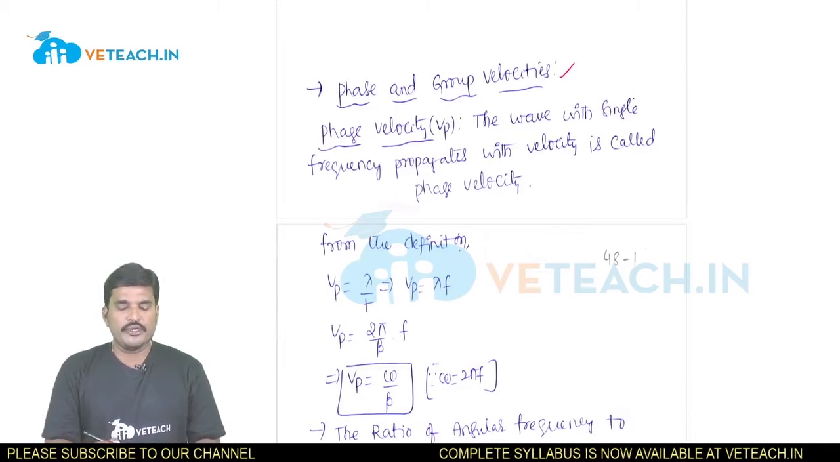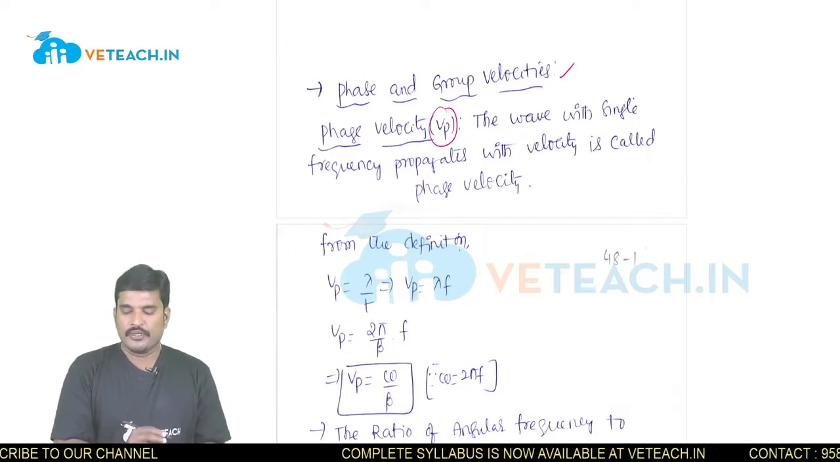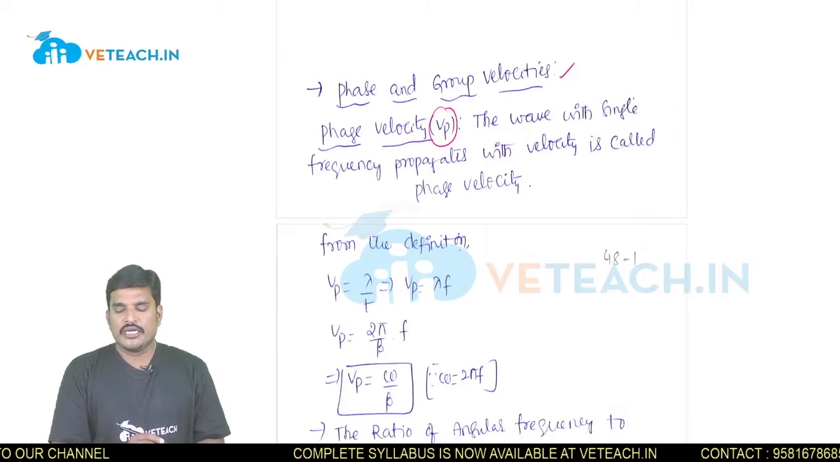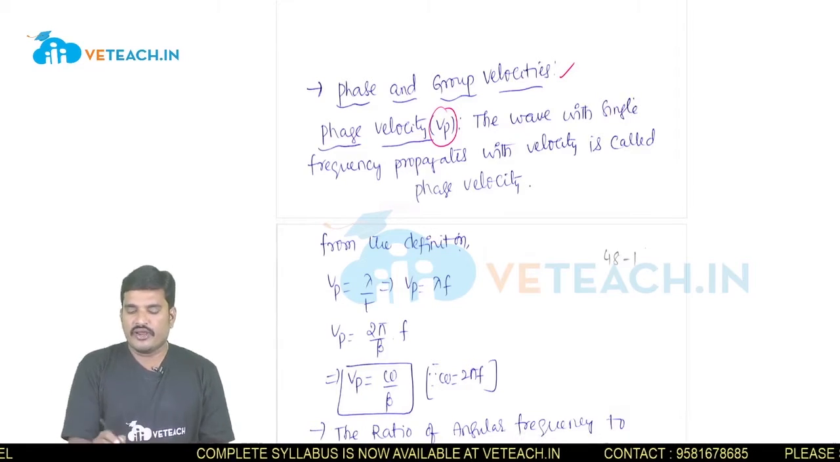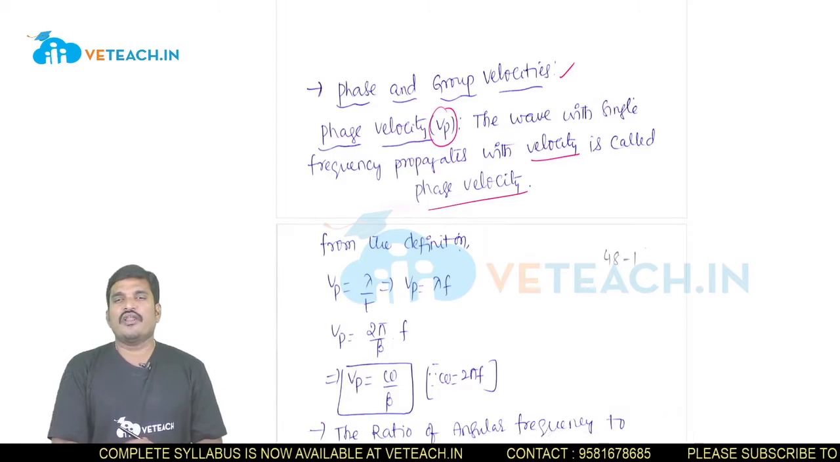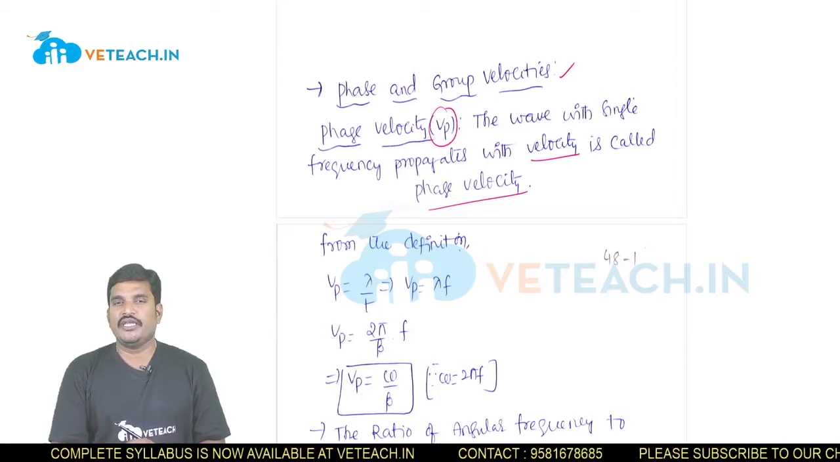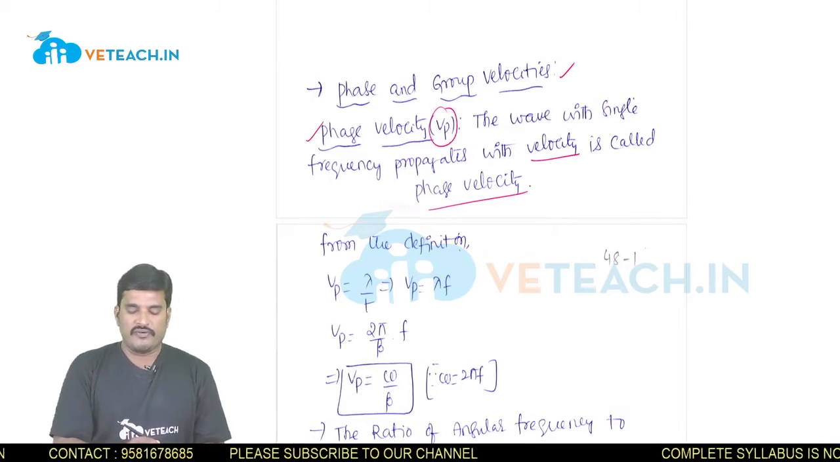Okay, so coming to that, the phase velocity is given by the symbol Vp. And what is the definition there? The wave with a single frequency propagates with a velocity known as the phase velocity. So for phase velocity, we have a single frequency, and that frequency propagates; that one is called the phase velocity.